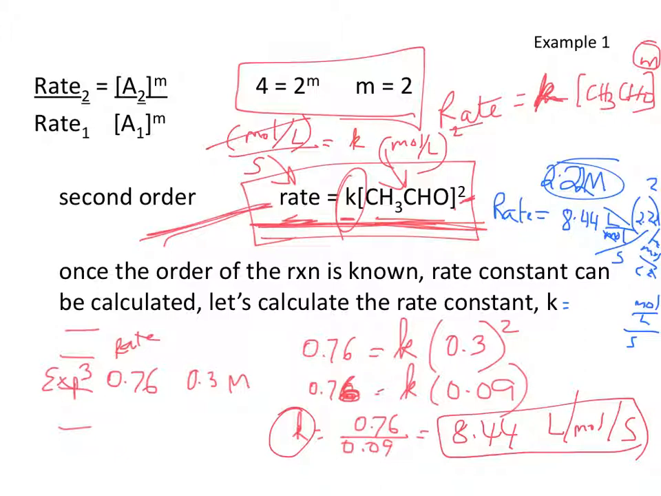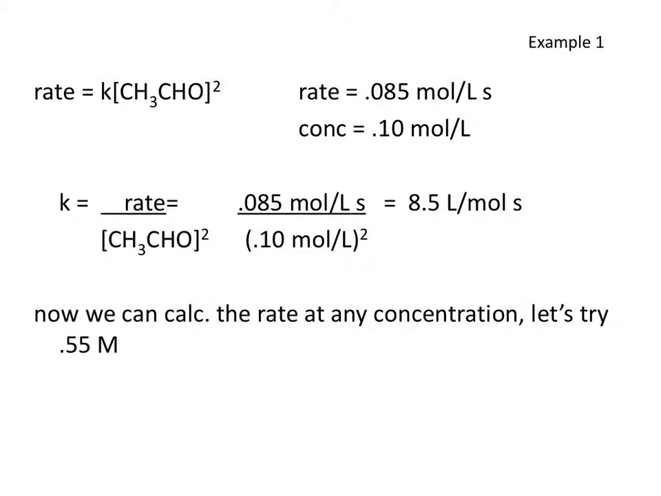8.44 times 2.22, and I'm supposed to take a square of that, and I'm getting a value of 41.59 moles per liter per second. That is my rate. So rate of the reaction is 41.59. Okay? All right, let's go forward.